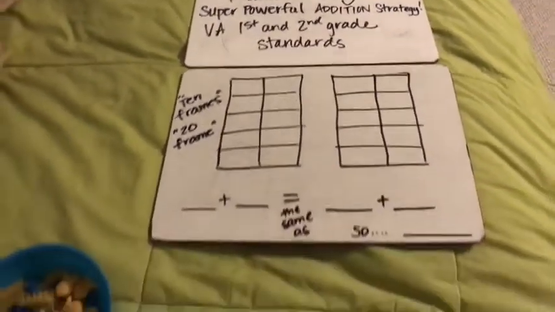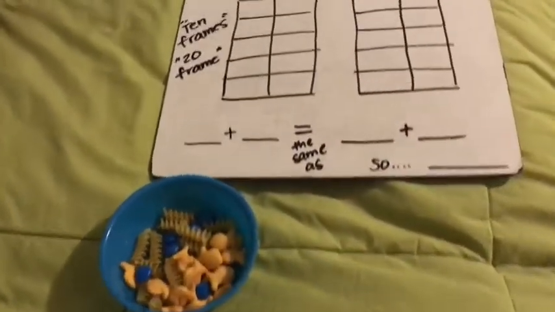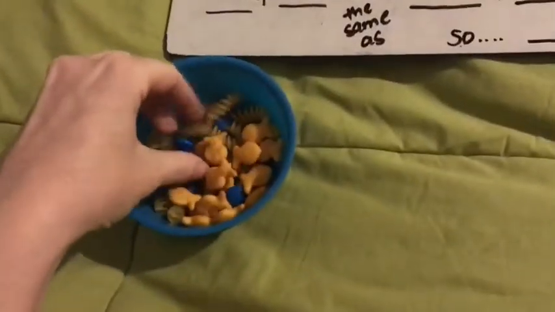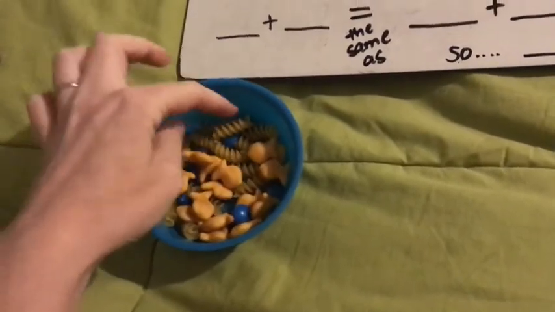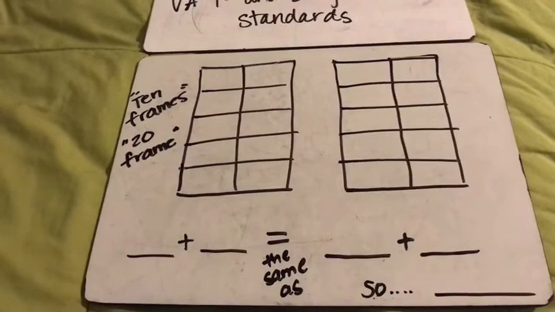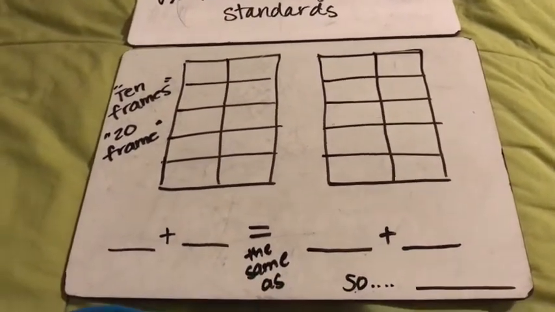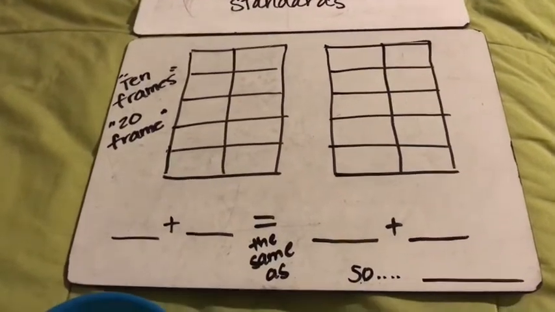All right, so I usually use two-sided counters with this at school, but I know that not all parents have two-sided counters at home. So I just pulled some stuff out of my pantry that you could use as manipulatives at home. I got some M&Ms, I got some goldfish, I got some dry pasta, and we're going to work on making 10 here today.